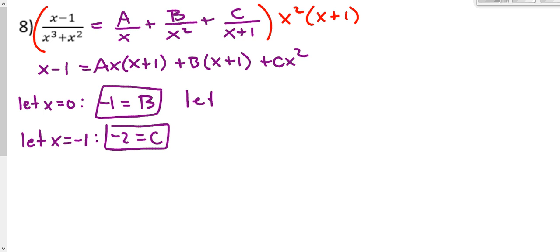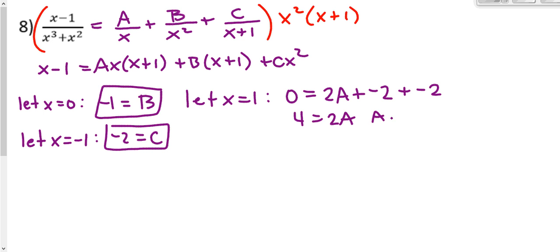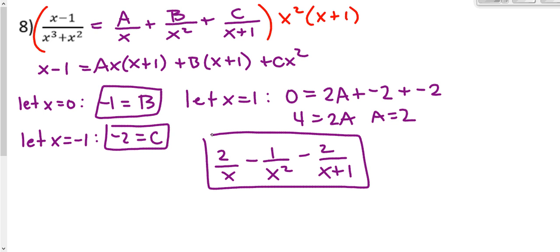And let's let x equal 1. So we get 0 equals a times 1 times 2, so 2a, plus b times 2, and that's -1 times 2, so -2, plus c times 1 squared, and that would be -2 times 1 squared, so that's -2. We can add the 2 and 2 to both sides. We get 4 equals 2a, so a is 2. So let's put all that together. We have 2 over x minus 1 over x squared minus 2 over x plus 1. Double check, is that the answer I have on my answer key? Yes, it is. Okay, we have one more.